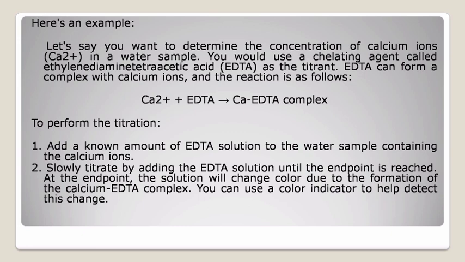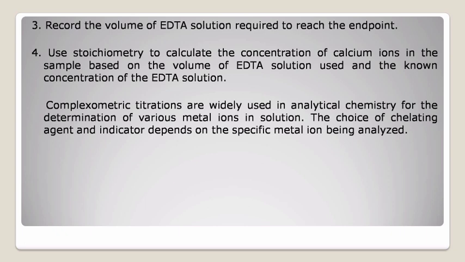Next, to perform the titration, first, add a known amount of EDTA solution to the water sample containing the calcium ions. Second, slowly titrate by adding the EDTA solution until the endpoint is reached. At the endpoint, the solution will change color due to the formation of the calcium EDTA complex. You can use a color indicator to help detect this change. Third, record the volume of EDTA solution required to reach the endpoint.